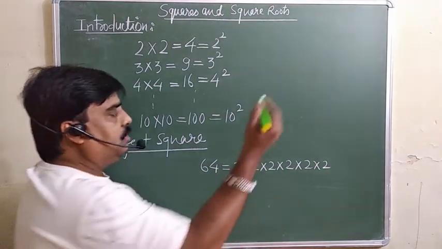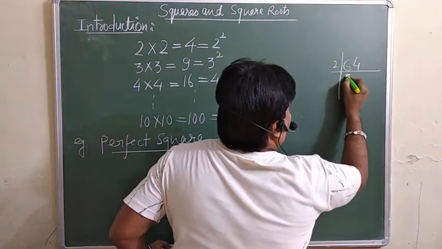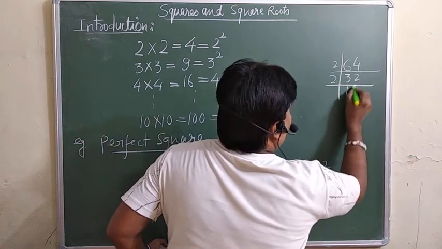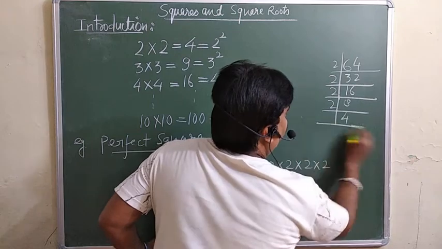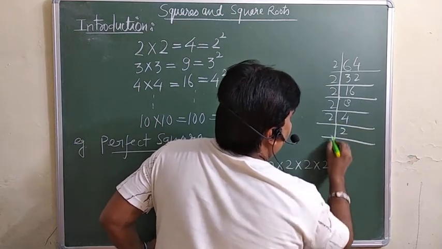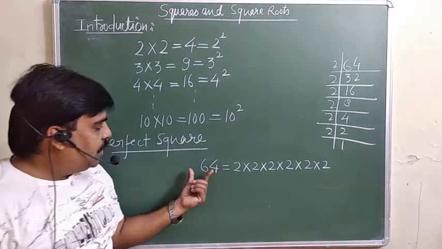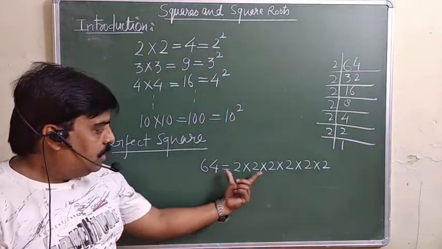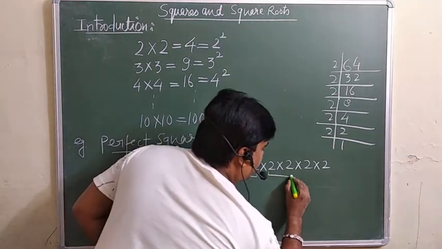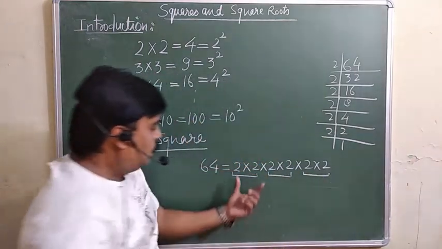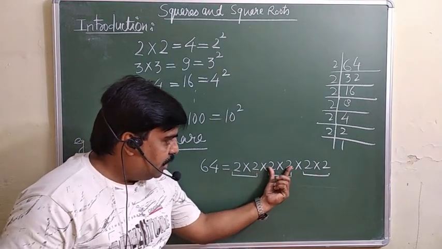Just do the prime factors: 64 divided by 2, then 32, 16, 8, 4, 2, and we continue. So these are the numbers we are writing. To check whether this number is a perfect square or not, do the factors and then make the pairs. Just make simple pairs. Here each and every number comes in a pair, this pair, and this pair.